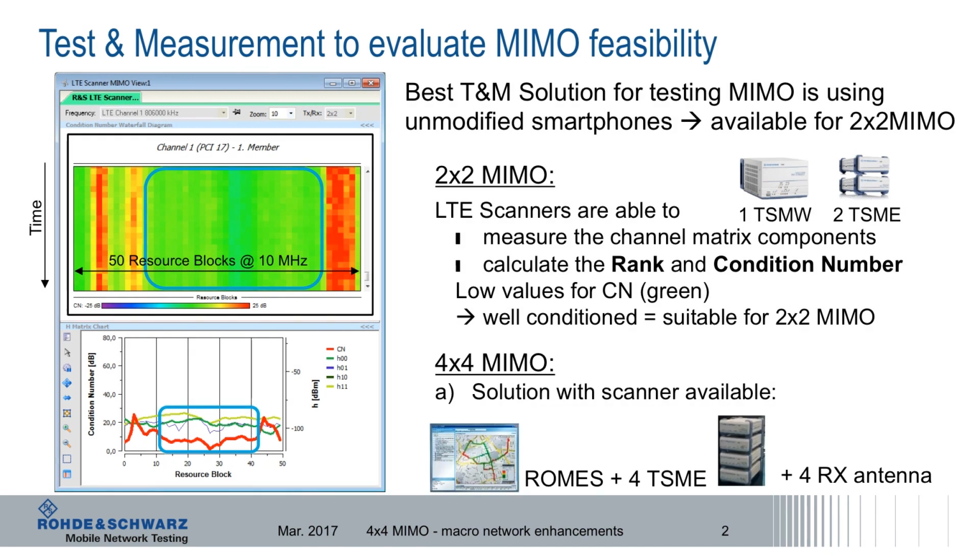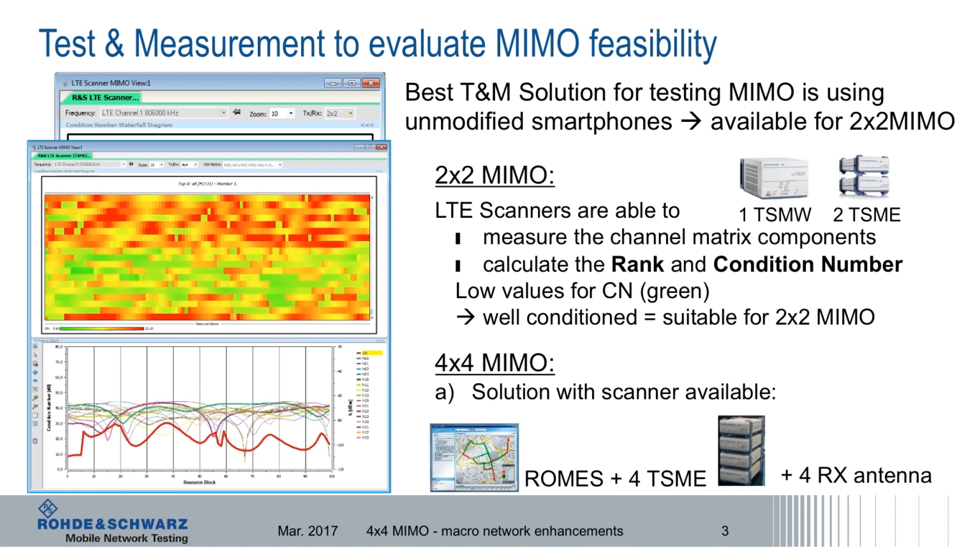Nowadays we are talking about 4x4 MIMO, and here the solution is also available. We have the ROMES software for network optimization and troubleshooting, and we have 4 scanners, 4 TSMEs in this example, and of course we need to use 4 receive antennas. In the suitable picture here for 4x4 MIMO, you see the 16 H matrix components, and you see in red color the condition number again. And you see in the waterfall diagram that this 4x4 multipath environment is more critical, and in this setup the use of 4x4 MIMO would not be recommended.